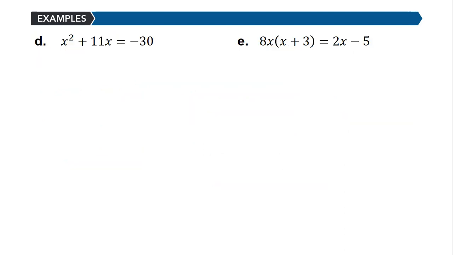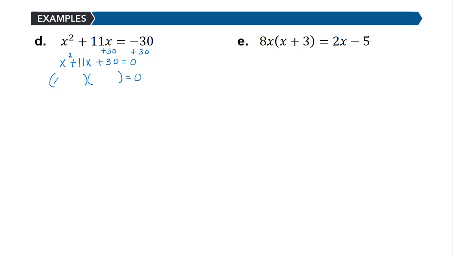Another example, x squared plus 11x equals negative 30. Again, this is not in standard form, so we would add 30 to each side to get x squared plus 11x plus 30 equals 0. And now we need to factor this trinomial. We want to find the two binomials whose product is that trinomial.